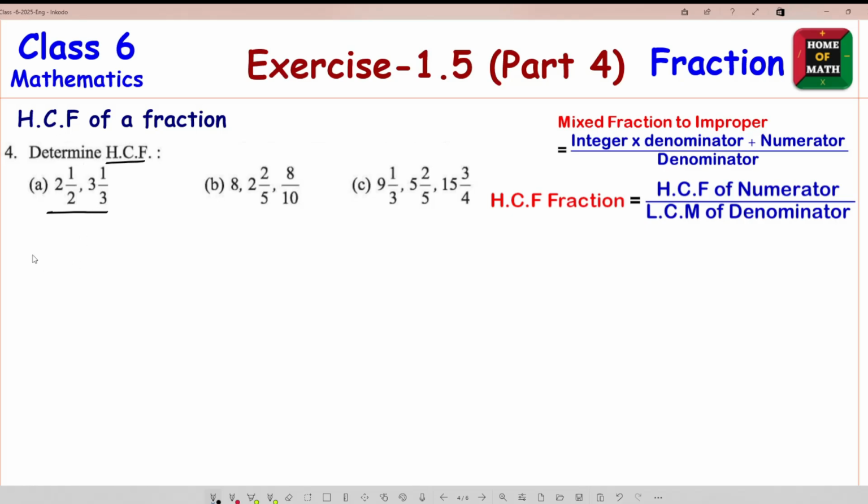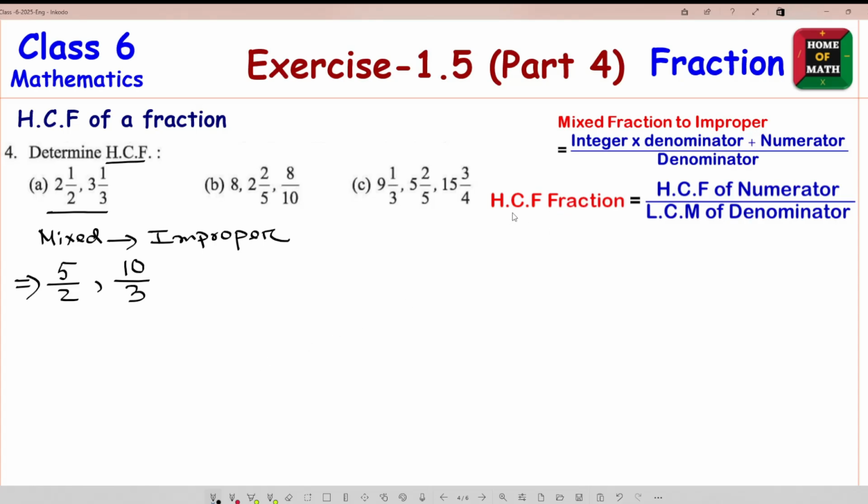So first, these are mixed fractions, right? We have to convert them to improper fractions. The rule: integer times denominator plus numerator, divided by denominator. It means the integer 2 times denominator 2 is 4, plus numerator 1 is 5. So we can write 5 divided by 2. And for this one, 3 times 3 is 9, plus 1 is 10. So 10 divided by 3. Okay.